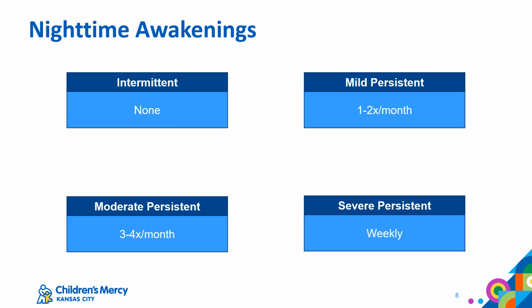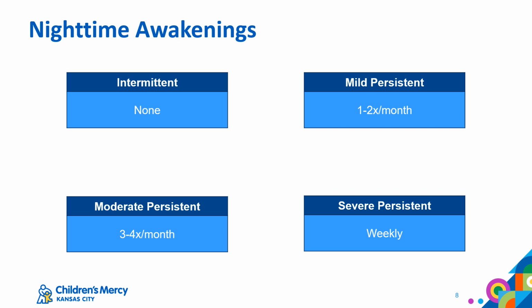The next component we're going to talk about is nighttime awakenings due to asthma symptoms. This component is extremely straightforward in determining whether a patient has intermittent versus persistent asthma, because if the patient is awakening at all overnight due to symptoms, their asthma is automatically some degree of persistent.